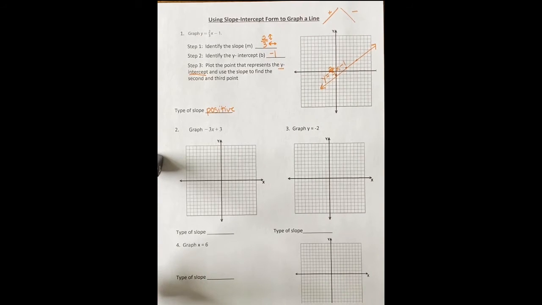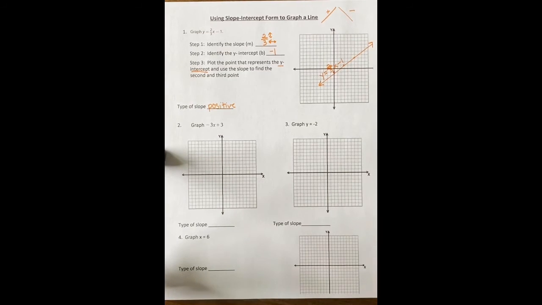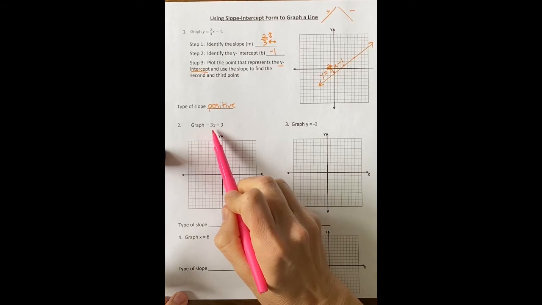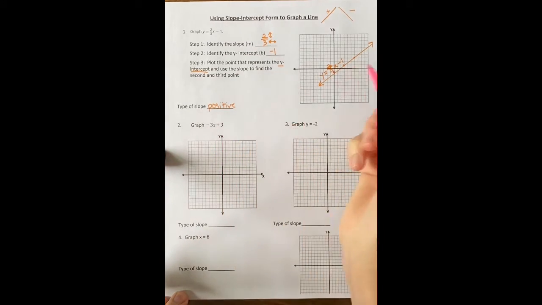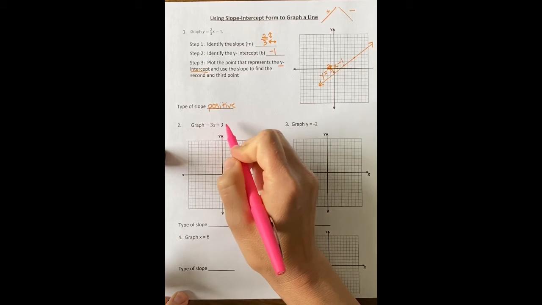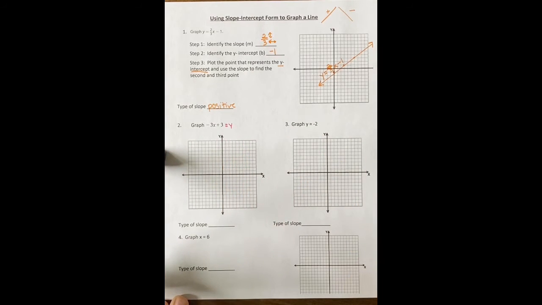All right, so let's go to question number 2. We want to graph -3x plus 3, and it's missing the y on my paper. So it should be y equals -3x plus 3. I'll make sure to correct it.